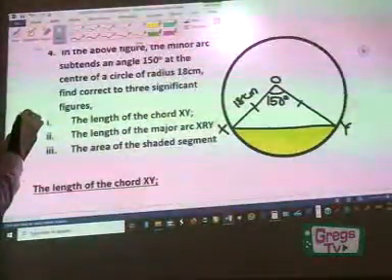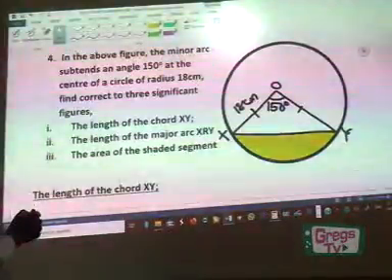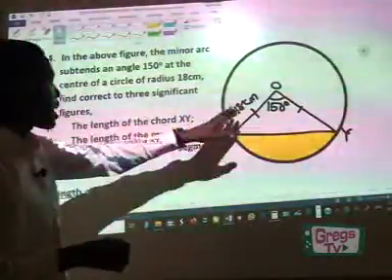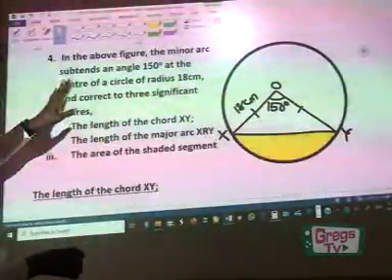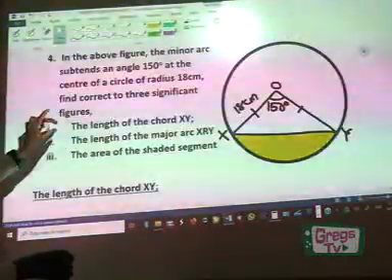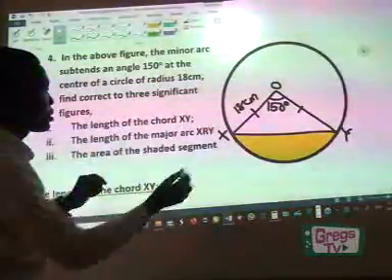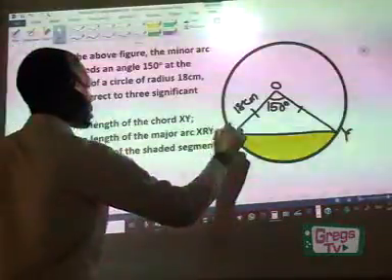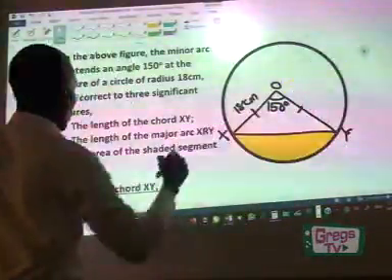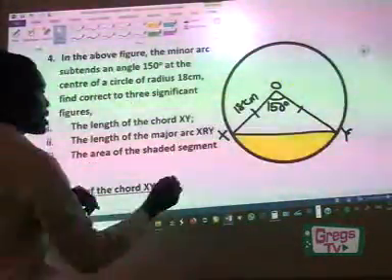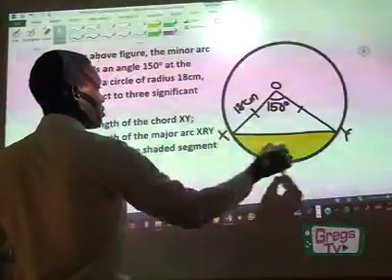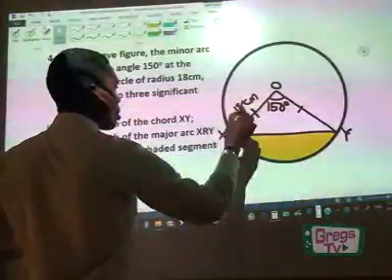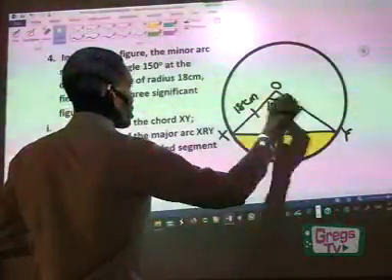The fourth question here is in the diagram. You have the minor arc to be 150, the angle subtended by the minor arc to be 150. We have to calculate the length of the chord, xy. We have to calculate the length of the major arc, that is xy. This is the major arc. And we are also to calculate the area of the shaded segment, which will automatically be the area of a sector, minus the area of the unshaded triangle.